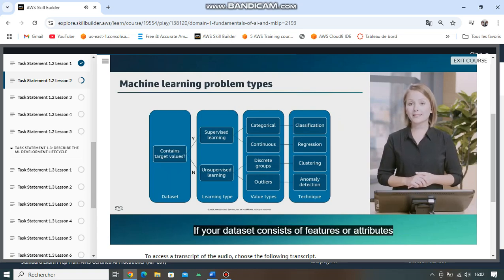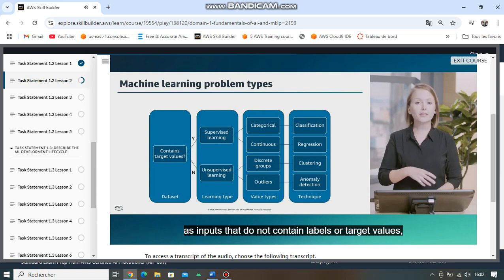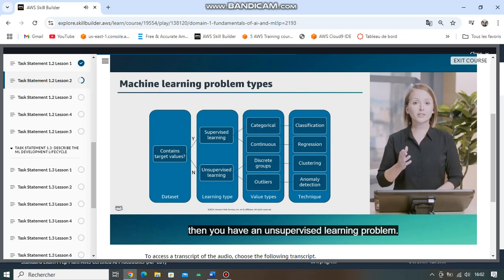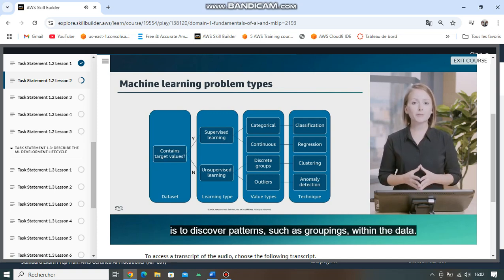If the target values you're trying to predict are mathematically continuous, then you have a regression problem. If your dataset consists of features or attributes as inputs that do not contain labels or target values, then you have an unsupervised learning problem. In this type of problem, the output must be predicted based on the pattern discovered in the input data. The goal in unsupervised learning problems is to discover patterns such as groupings within the data.